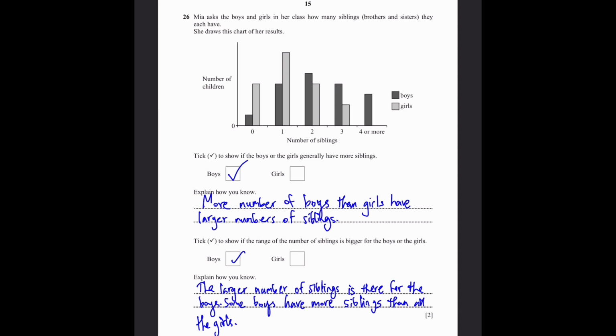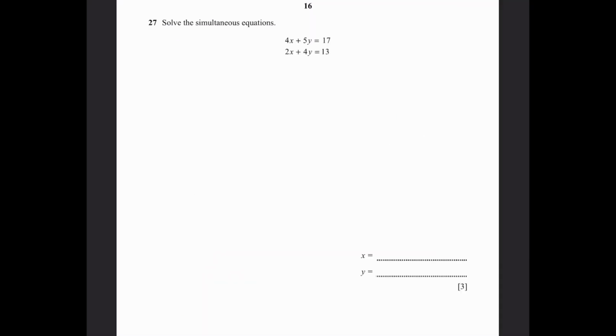Over here, let's say that these people only have 4, cut out the or more. 4 minus 0, because 0 is the lowest, is equal to 4. That's for the boys. Now for the girls, it'll be 3 minus 0, because there's no girls bar over here for 4 siblings. So it'll only be 3 minus 0, which is equal to 3. 4 is greater than 3, right? So the range is greater for the boys. That's also another reason. That's the answer.